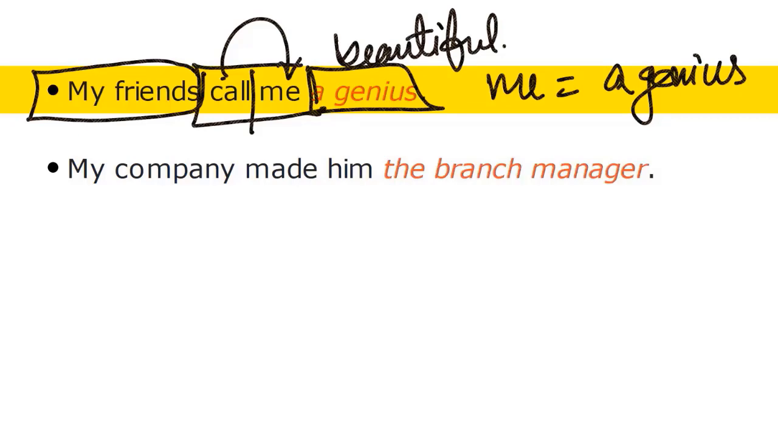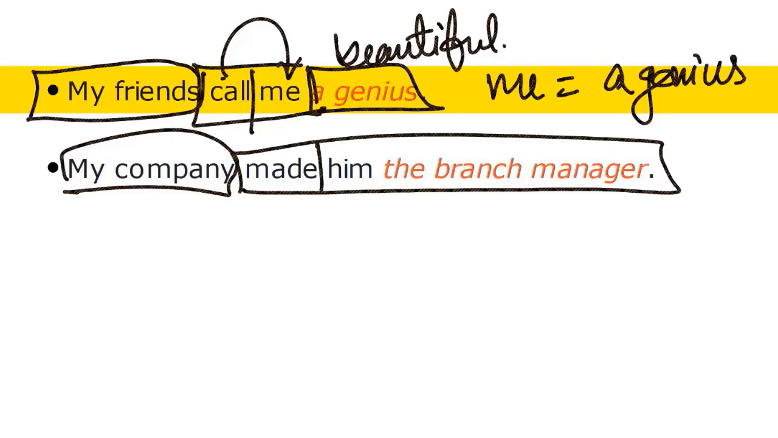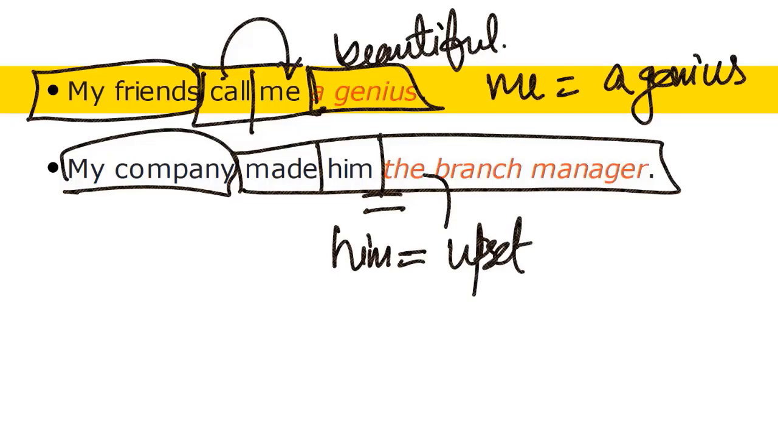My company, subject, complete subject, made him the branch manager. Made verb, him object, him what? Branch manager. Made him, you can also use an adjective, made him upset. So the object complement refers to the current state of the object. This is what the object has become now. All right. So this is what an object complement is.